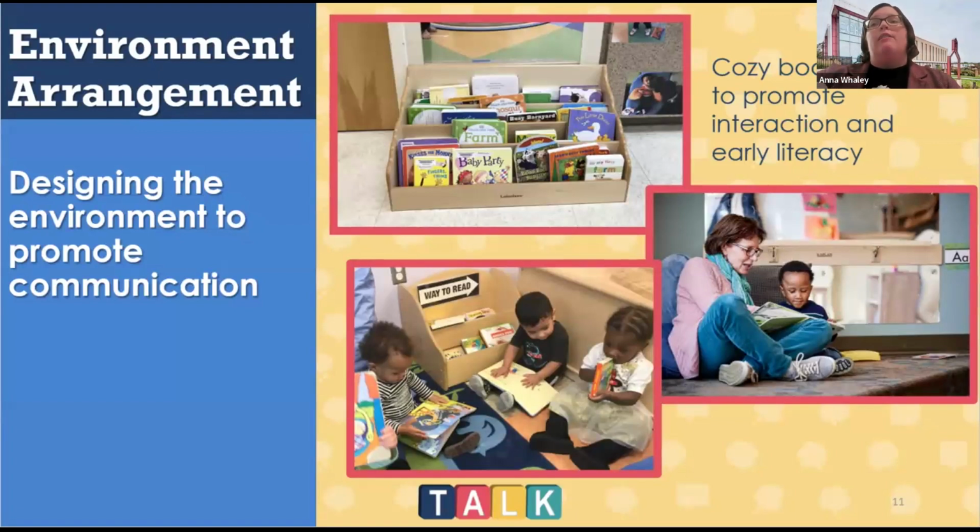But for the physical space, you can see pictures here of little book areas. You create a cozy book area to promote interaction and early literacy. You have child-friendly toys and materials available where children can access them independently, like toy bins and shelves that children can see, talk about, and play with. Another strategy of arranging the environment is having toys and books within view but not quite accessible, because then the child can see it and has the opportunity to ask for it. Like my son asked for bubbles because he could see them but could not reach them.